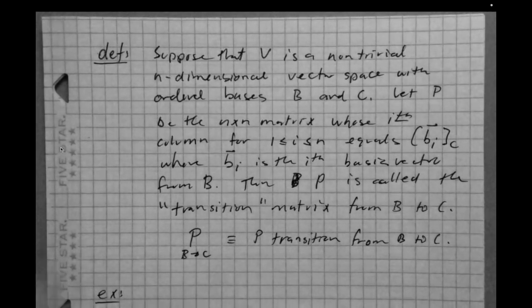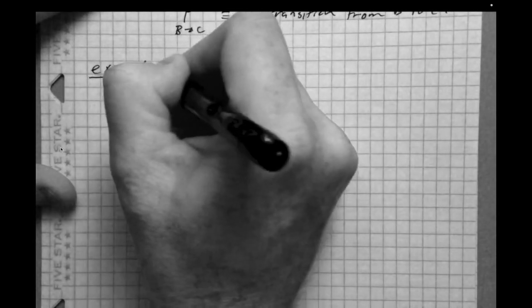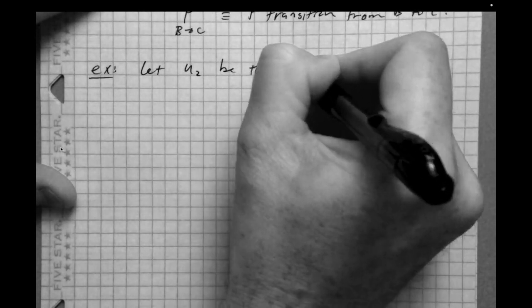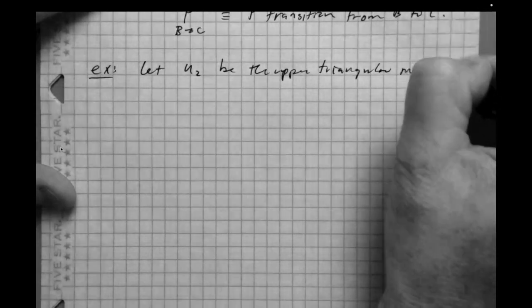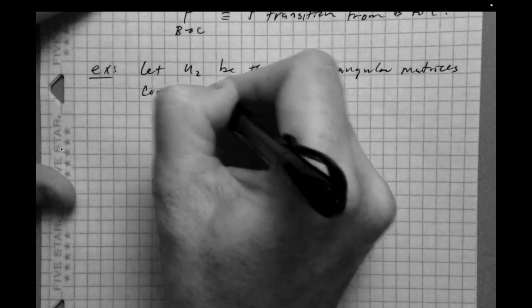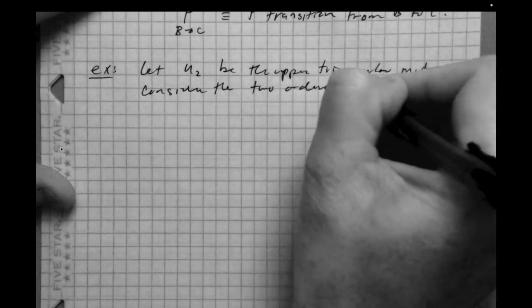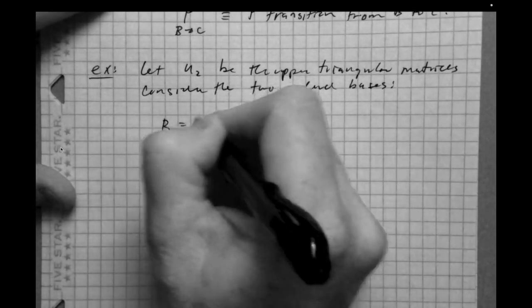Okay, let's see an example of this. Let's see if we can generate one of these. So we're going to let U2 be the upper triangular matrices, and we're going to consider the following two ordered bases. We'll call the first one B, and bear with me, I have to write these out.